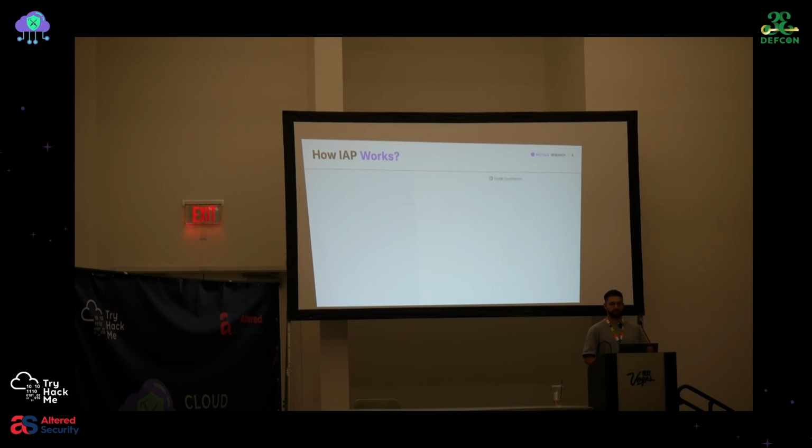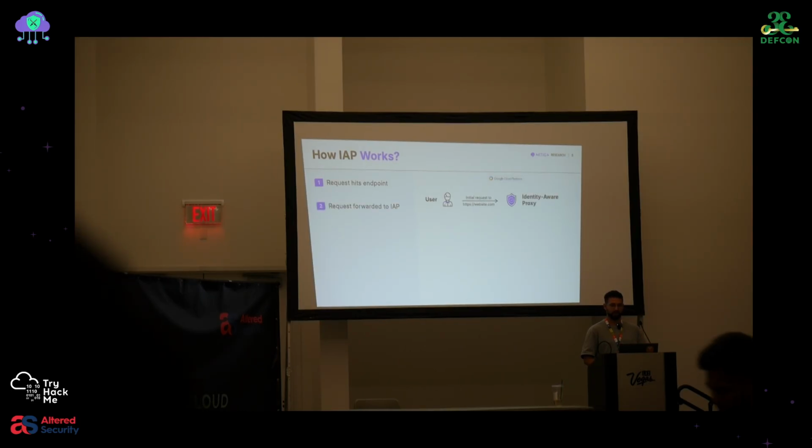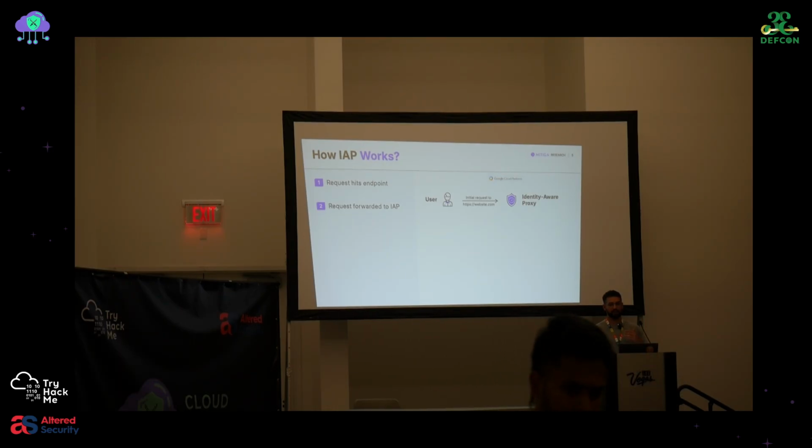So how does IAP actually work? When the user tries to access an application, he sends a request, and the request hits the endpoint of the app. Because we used IAP to protect that endpoint, the request is forwarded to Identity Aware Proxy. It will check if the request is authenticated or not. And if the request is not authenticated, it will redirect the user to a Google sign-in page where he needs to enter his email and password to log into his account.